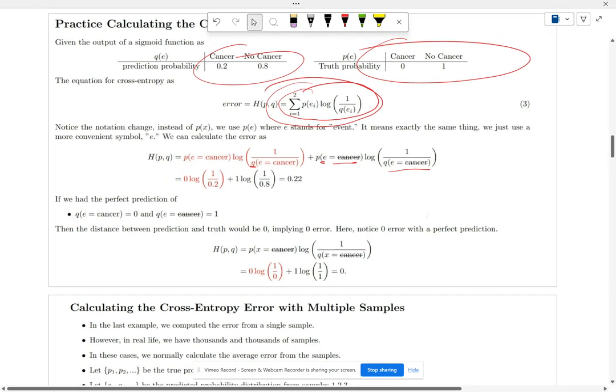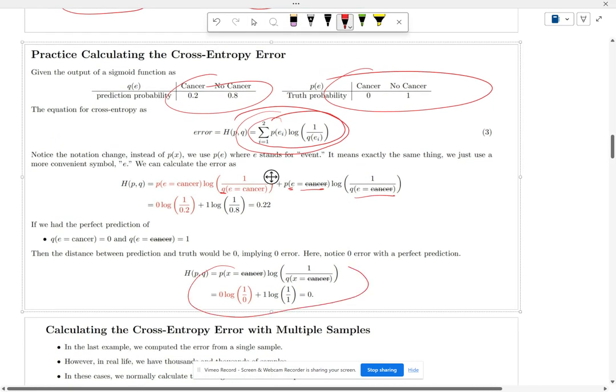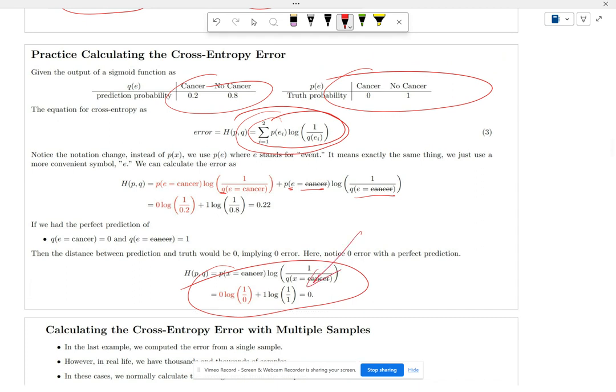So you can see that with cross entropy, the error of a sample, if you make the perfect prediction, heads towards zero. And as the error gets bigger, you can see that it gets bigger and bigger.